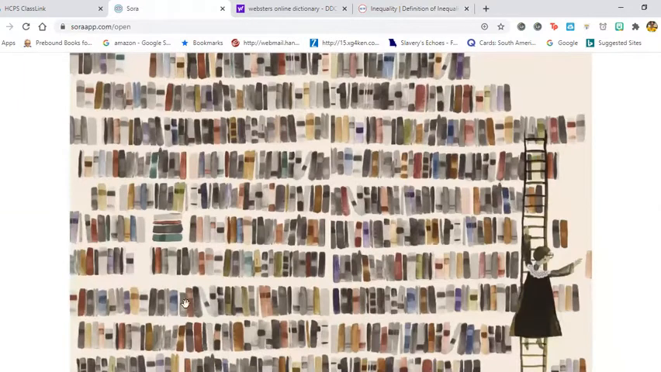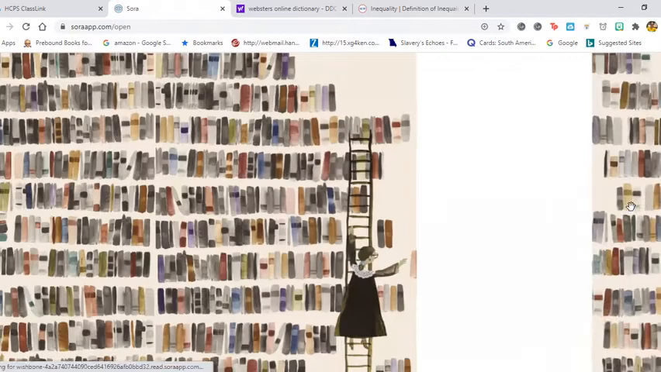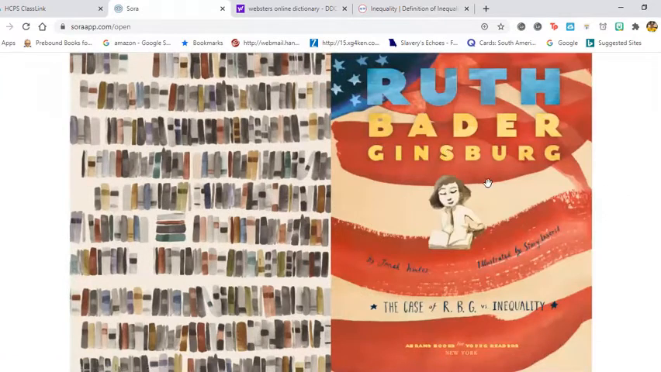You see the end pages, and if you look, you obviously know what this is. It already starts our story about Ruth, and she's obviously grabbing a book. Ruth Bader Ginsburg, title page by Jonah Winter, illustrated by Stacy Ernest. The Case of RBG versus Inequality. The publisher at the bottom, Abrams Books for Young Readers, and they're located in New York.